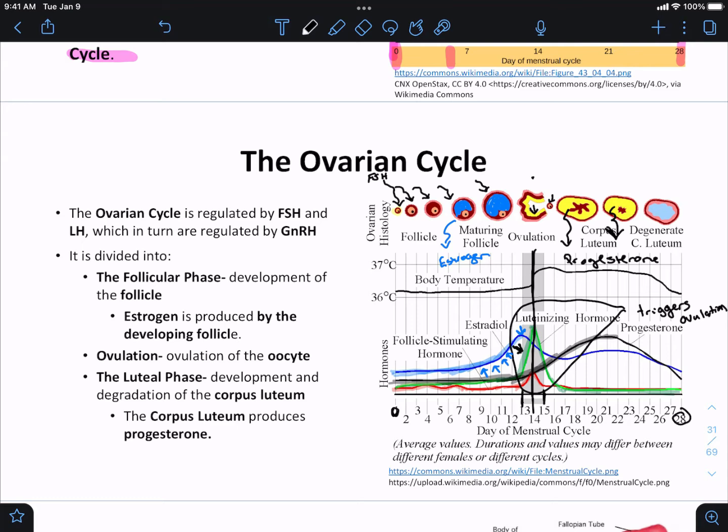However, in the absence of that feedback, the corpus luteum will begin to decay, and you'll notice that as it does, the progesterone levels begin to drop. The decaying corpus luteum degenerates into what is called a corpus albicans, not listed here, but we'll look at that in more detail as well.